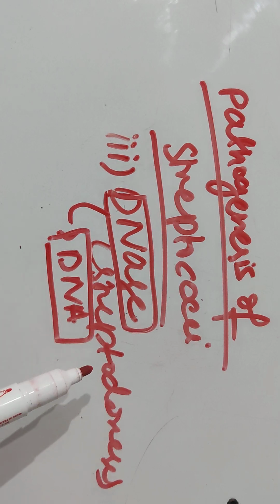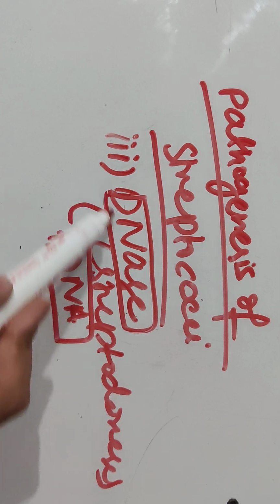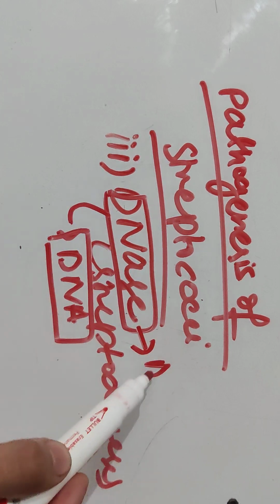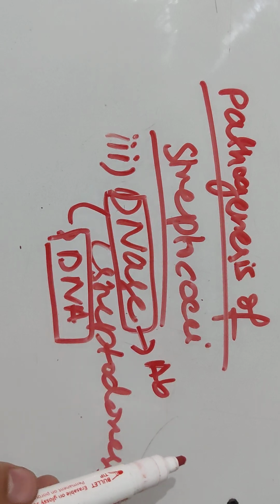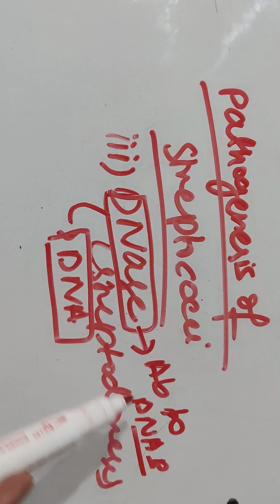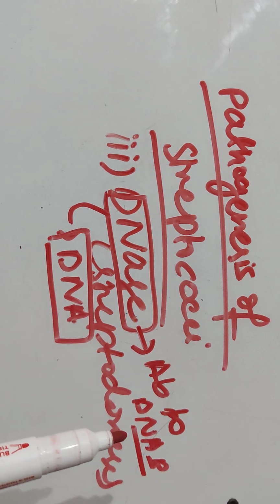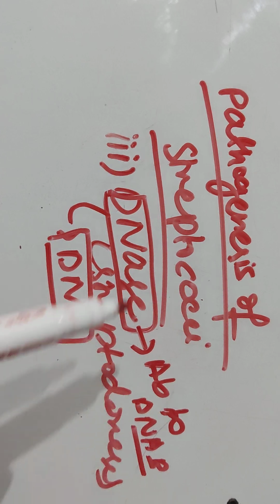Antibody to DNase B develops during pyoderma. This can be used for diagnostic purpose. Antibody to DNase B develops during pyoderma and it has important role in diagnostic purpose. Streptokinase-streptodornase mixture is applied as a skin test.